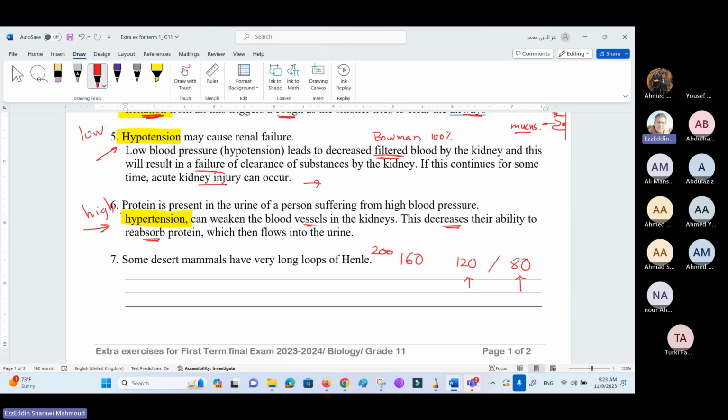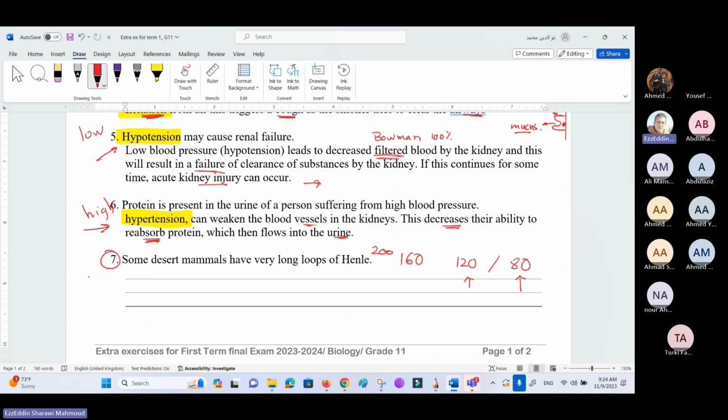And another process that happens to the kidney, and this is another dangerous case that may cause a bad effect to the kidney, is called what? High blood pressure. It's hypertension. Hypertension can weaken the blood vessels in the kidney, and this will decrease their ability to reabsorb proteins, which makes them flow into the urine.